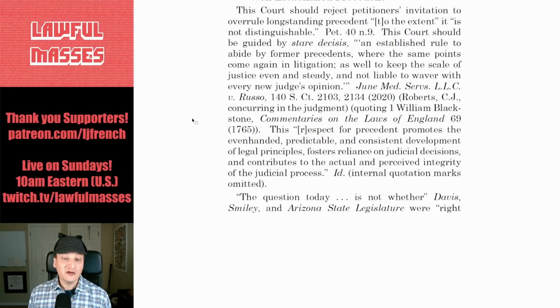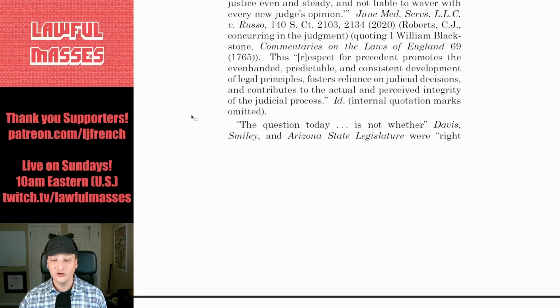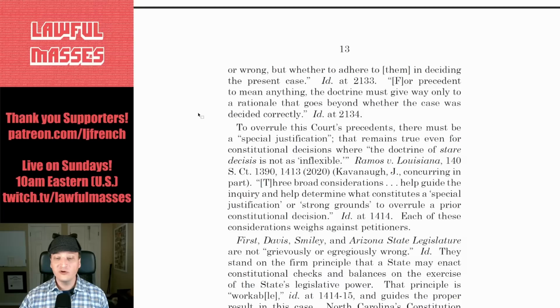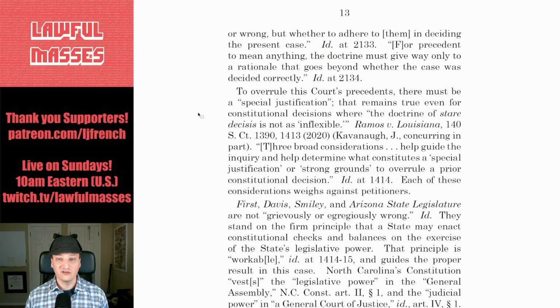This respect for precedent promotes the even-handed, predictable, and consistent development of legal principles, fosters reliance on judicial decisions, and contributes to the actual and perceived integrity of the judicial process. The question today is not whether Davis, Smiley, and Arizona State Legislature were right or wrong, but whether to adhere to them in deciding the present case.